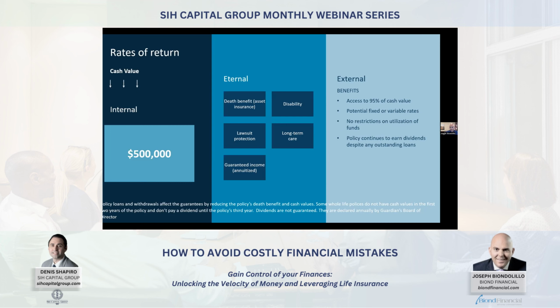notwithstanding the death benefit. Meaning if you borrowed money against your policy and there was a loan on it and you passed away, your beneficiaries would receive your death benefit minus the loaned amount on the policy.